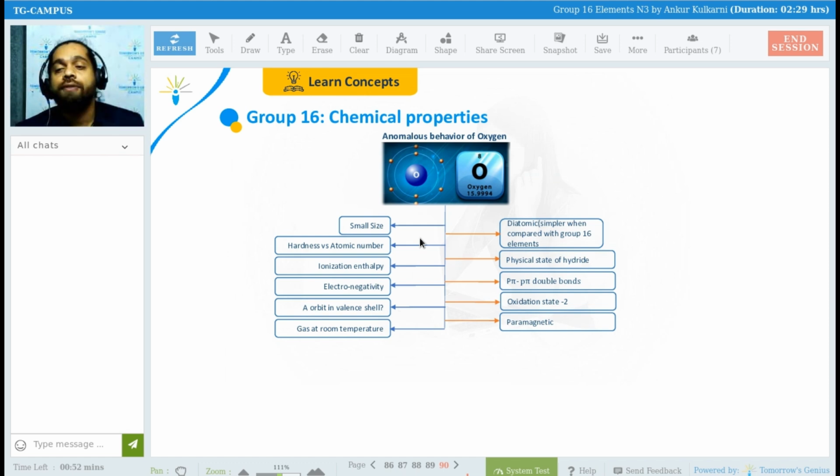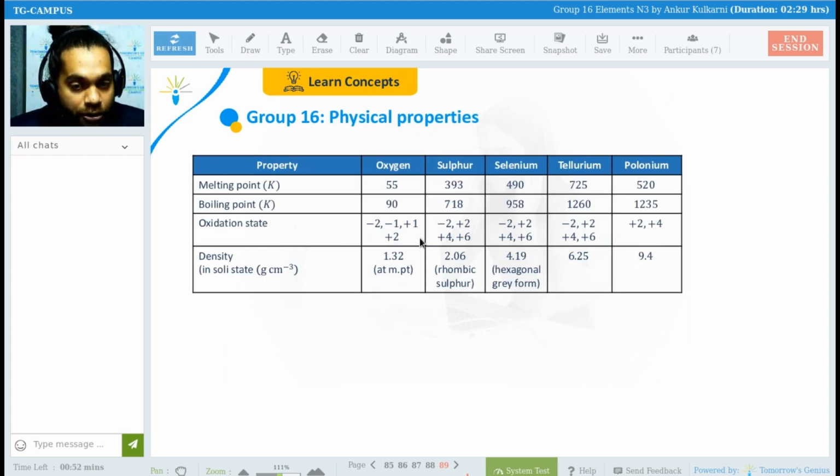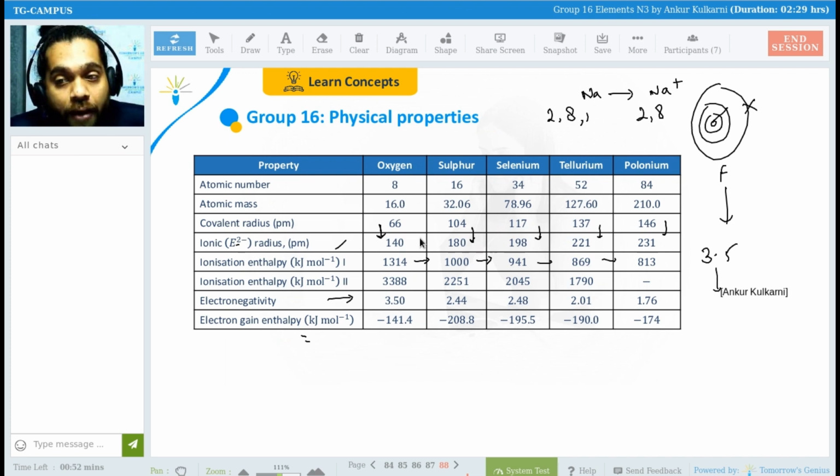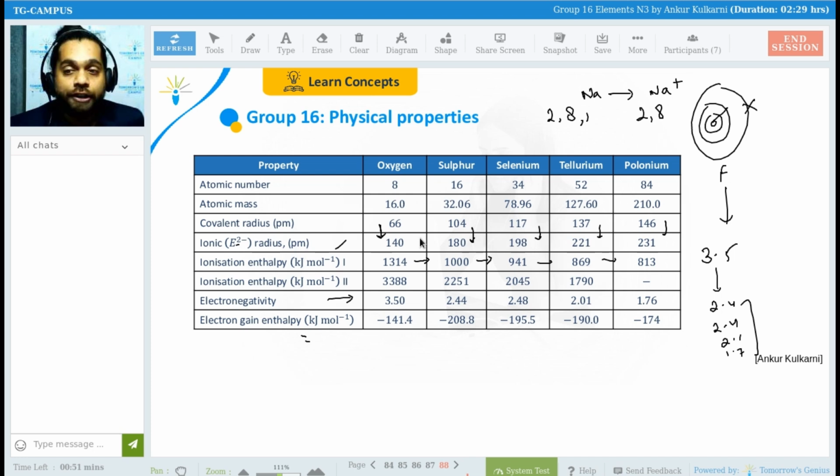Now the anomalous behavior of oxygen. Similar to nitrogen, if you remember when we did group 15, I told you the main thing: why we are calling it anomalous. Anomalous means something different. Now what is different is the number. If you look at the electronegativity, oxygen is 3.5. It is following the trend, but after 3.5 you have 2.4, 2.4, 1.7. It is in the range. But when you come from oxygen below, it is more than 1.